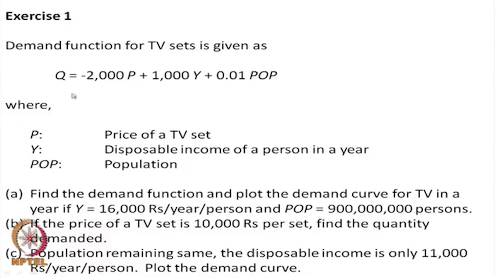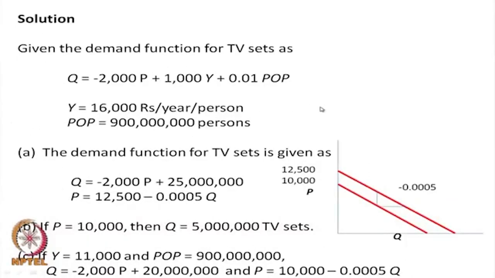So, first thing is that we are starting with this particular equation, something like a regression equation, where a demand function for Q is given as a function of P, Y and pop. And we are required to find out a relationship containing Q with P given the values of Y and pop. It is straightforward. To solve the first part of the problem, this equation is given and these are the initial values given. The first part of the question is find a relationship between Q and P.